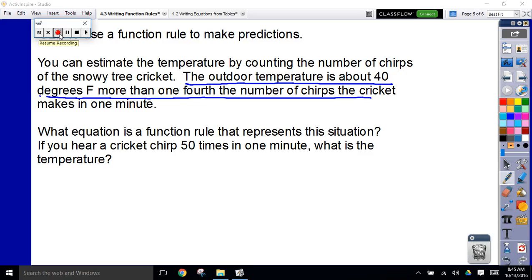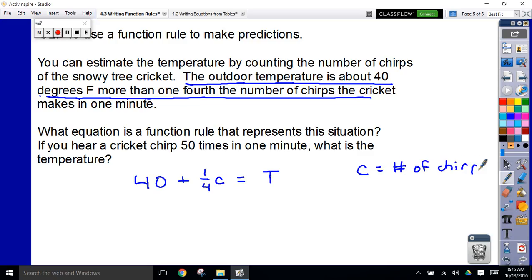Okay, Katie, can you tell us what an equation would be? 40 plus 1/4 C equals T. Can you tell us what the C and the T represent? So C is the number of chirps. Good, number of chirps. And what about T? Temperature. T equals the temperature.